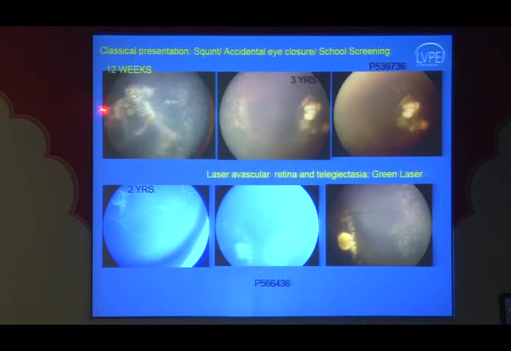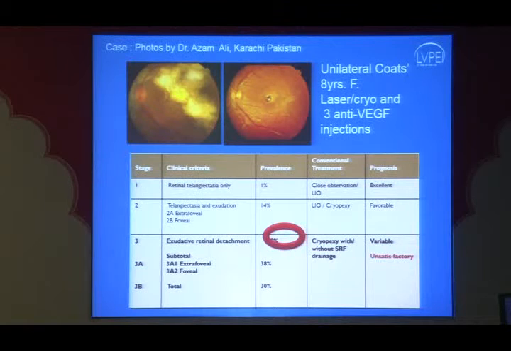So you can see if you see the baby at 12 weeks, another child, or at 2 years or 3 years, then they come with dense hard exudates in the macula, which becomes disciform and calcified, and then they lose their central vision. So I think if we do universal retinal screening, then we will not be getting this type of problem. This was a case in a female, referred from Pakistan, who was treated there with laser, cryo, and 3 anti-VEGF injections.